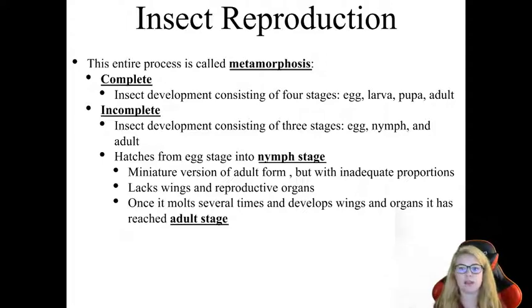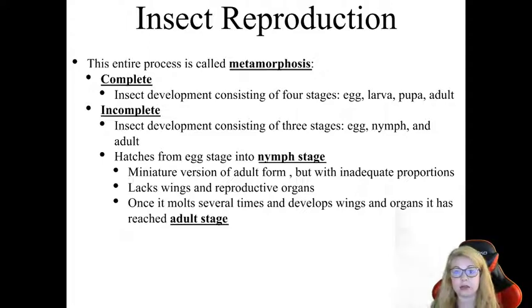All right, so everything we just discussed, those steps are part of the metamorphosis of an insect, and there are two types. There's both incomplete and complete metamorphosis. Complete metamorphosis is when the insect development consists of 4 stages, as we just discussed: the egg, the larva, the pupa, and the adult stage. Incomplete metamorphosis, on the other hand, is an insect development consisting of only 3 stages: the egg, the nymph, and the adult stage. And so we're just going to dive into that real quick a little bit more.